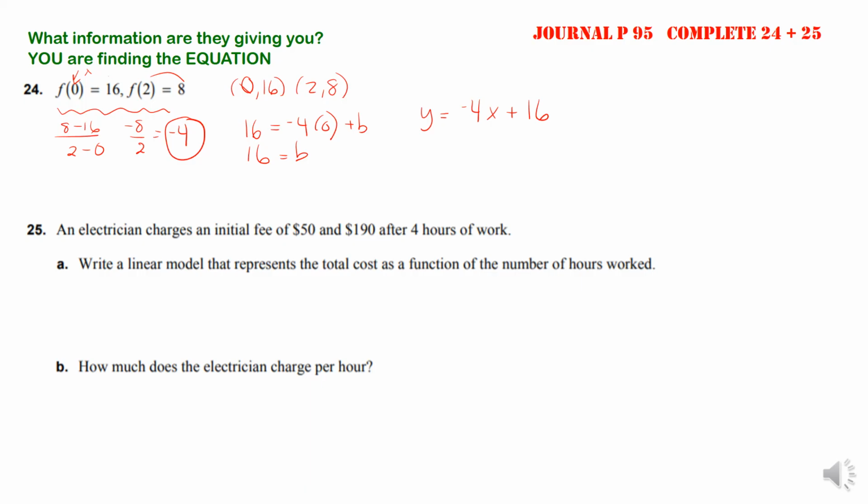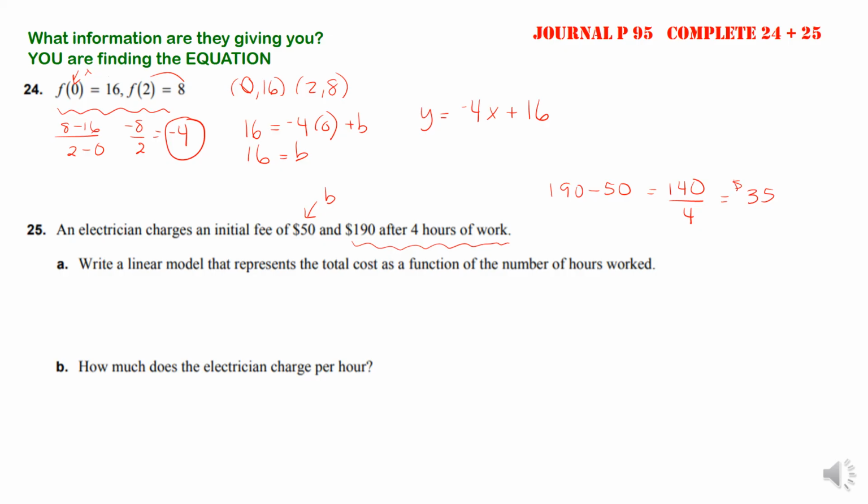Okay, now I have an electrician that charges an initial fee of $50. So that's my b. But then it gives me this weird part that I have to kind of decipher. So for 4 hours of work, he charged me $190. So I have to say 190 minus the initial fee equals 140, and then I have to divide that by the 4 hours of work to get my hourly fee. And so the hourly fee is $35.